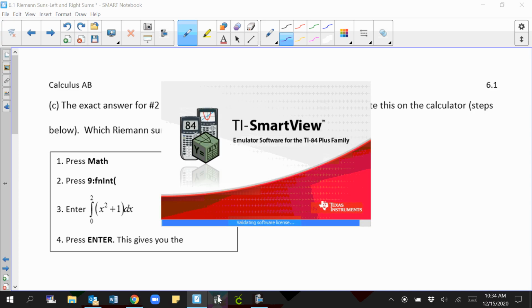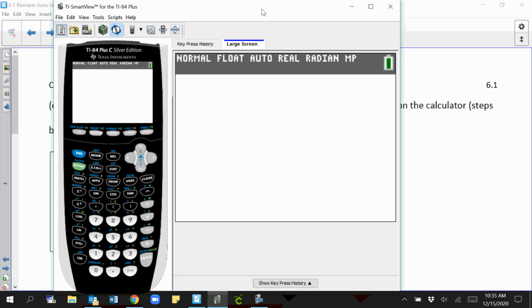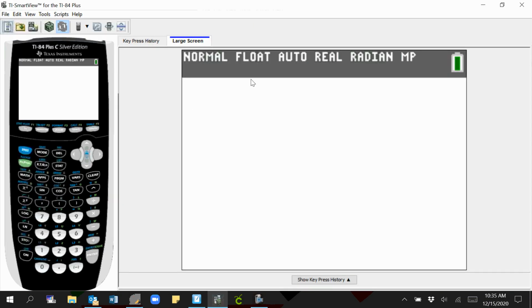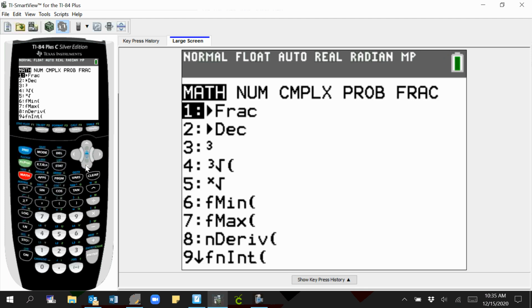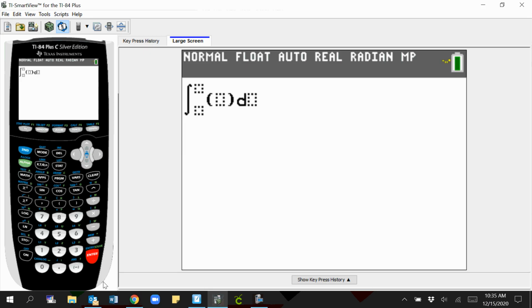So let's give my calculator a second to open up, and I will show you how to do that. So we are going to hit the math button, and then you're going to scroll down to option 9. We talked about option 8, that can find the derivative at a point. We use that during optimization, but you also can just use it on your normal calculation screen. And so number 9 is going to find our definite integral. Fn is finite integral. So we're going to hit enter for option 9.